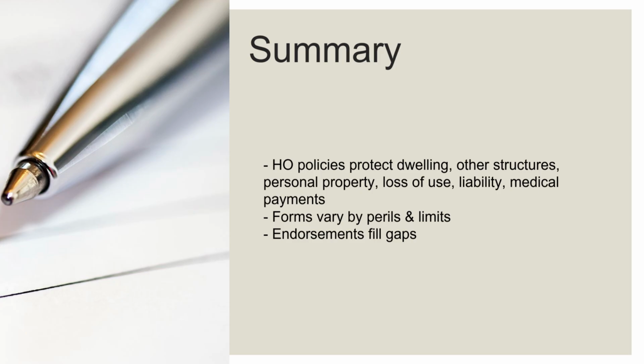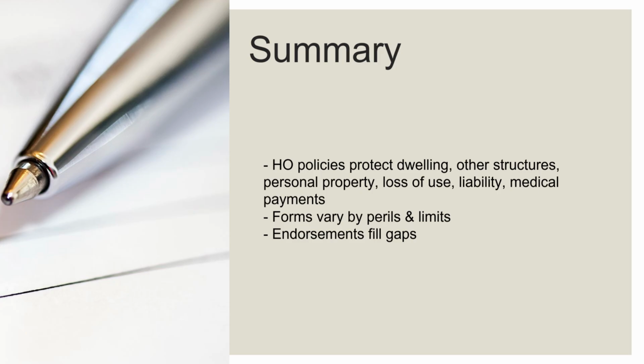Policy forms. HO3 is the most common and covers the dwelling on an open perils basis. HO5 offers the broadest coverage, while HO4 and HO6 are designed for renters and condo owners. HO8 is for older or historic homes. Perils and exclusions. Named perils policies cover only the listed causes of loss. Open perils policies cover everything except what's excluded.